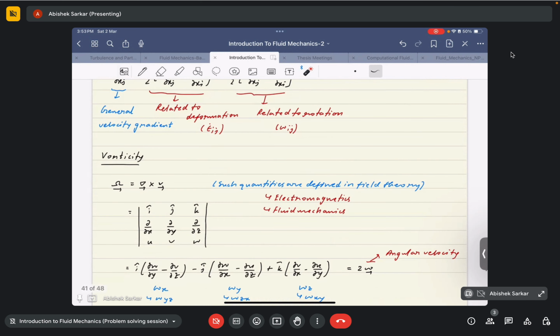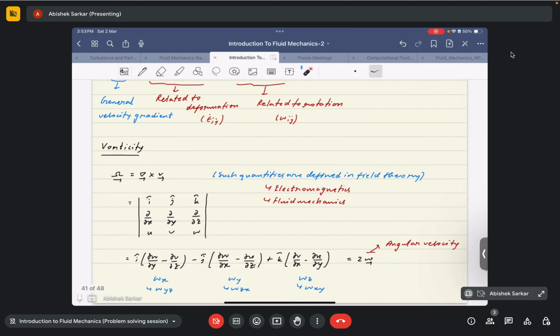So while we are dealing with angular velocity, you can easily understand that since we are talking about angular velocity, we cannot disregard vorticity. They are basically the same, or in fact they are exactly the same, just differing by a scale factor of 2. So I'll show you how.